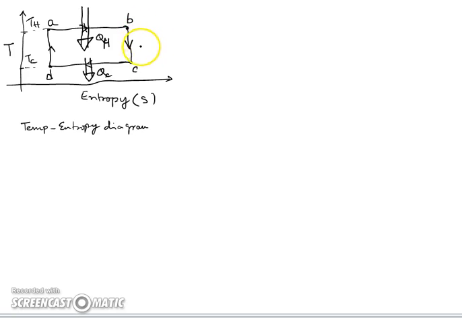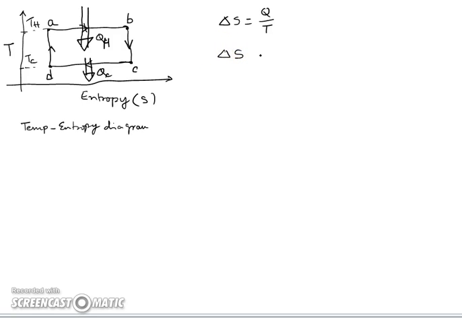Remember the definition, delta S is equal to Q over T, right? So the change in entropy here is 0. Same here, when going from C to D, this is isothermal compression. Then the change in entropy is minus QC over T at constant temperature TC, and from D to A, again Q is 0, so there is no change in entropy.